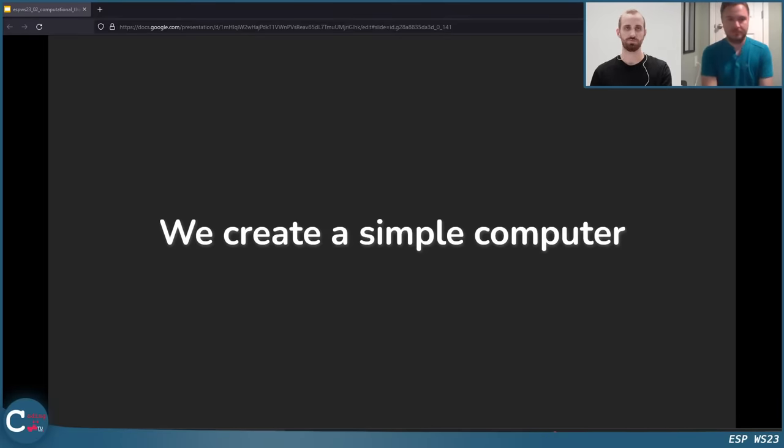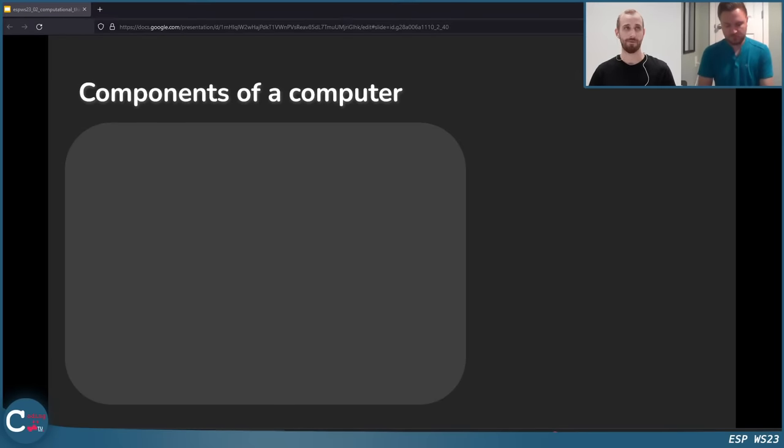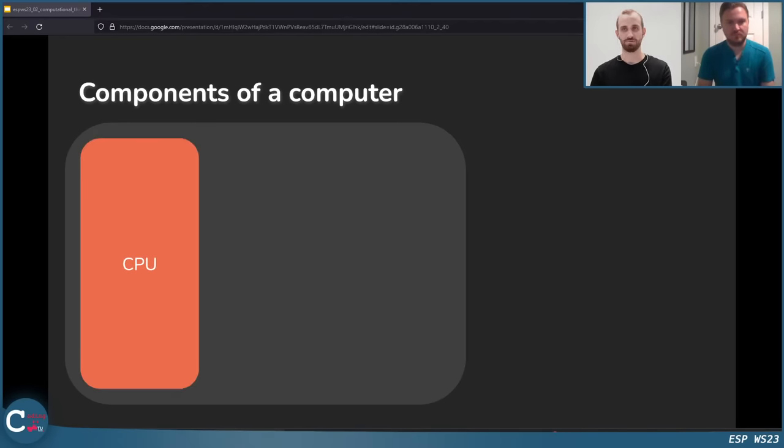Before that, maybe we can talk a little bit about the most common and basic components of a computer. So maybe in the chat you can give us a few guesses. What are the main components of a computer? CPU sounds already quite good. CPU, RAM, processing unit, memory, perfect.